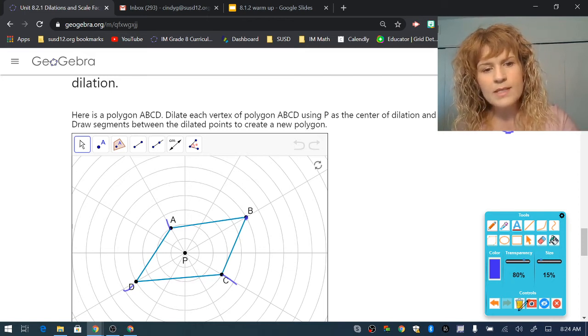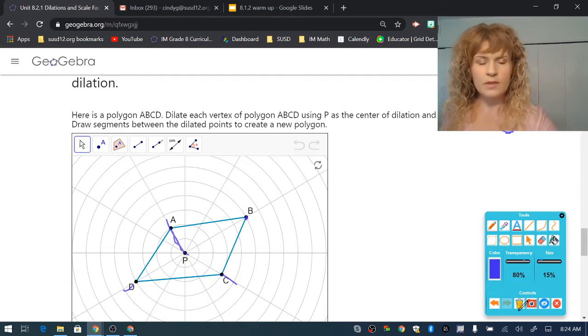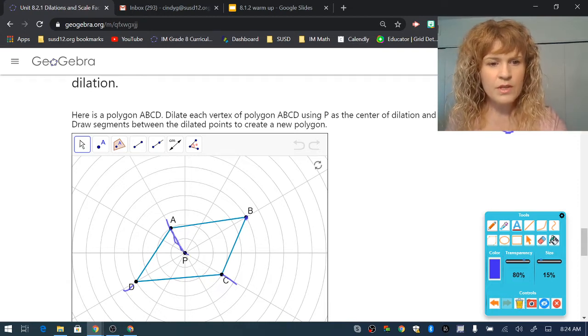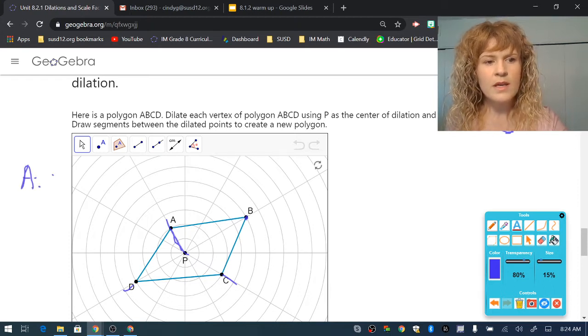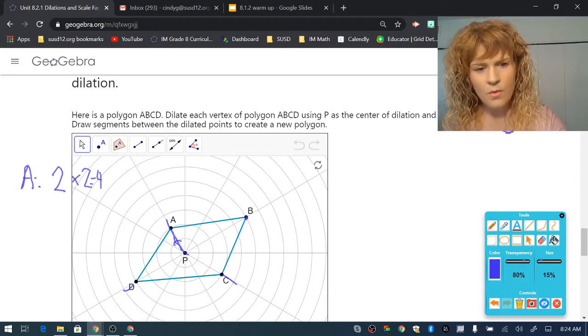Okay, point A's distance from the center is 2 grid units. So the new distance for A, I'll do the math right here, is going to be 2 times 2, that equals 4 grid units. Let's count. 1, 2, 3, 4. So right here is A.